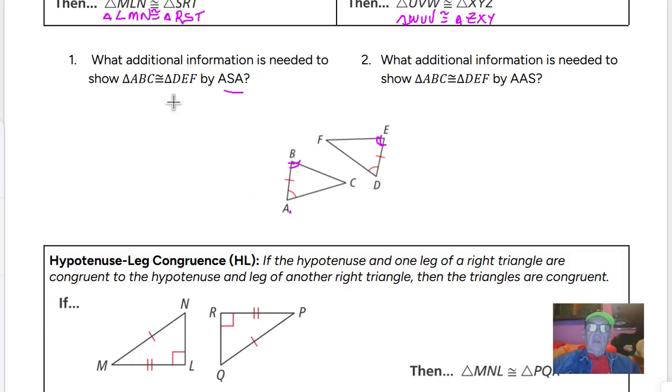So what's missing is that the measure of angle B is equal to the measure of angle E, or in other words, angle B congruent to angle E. If we had that information, we would have angle, side, angle, angle, side, angle. And we could say the two triangles were congruent because of angle, side, angle. Now let me erase this, and we're going to do number 2.